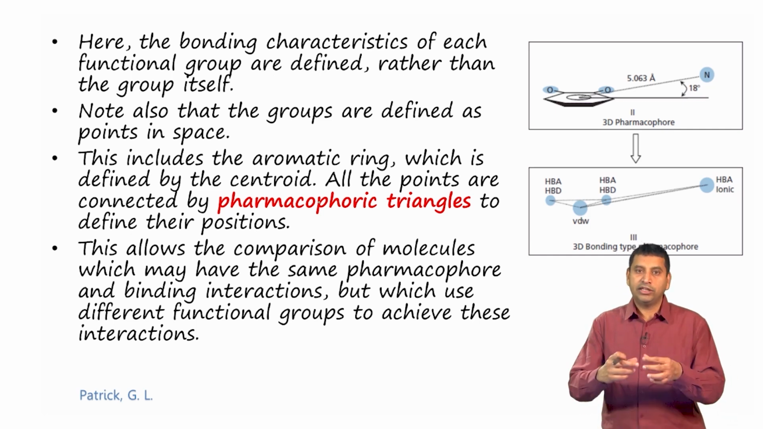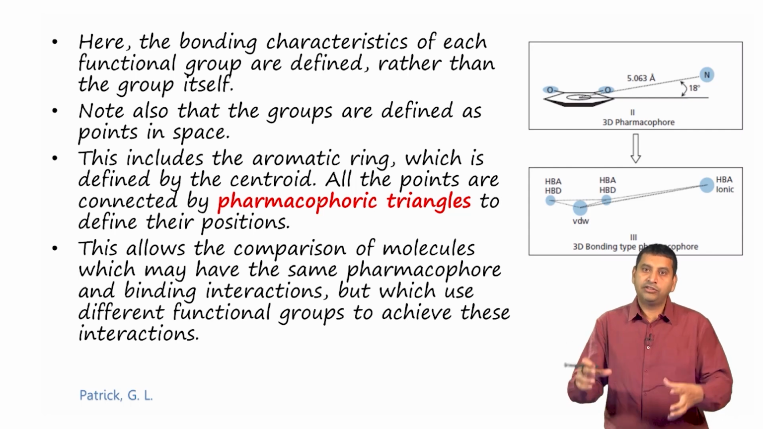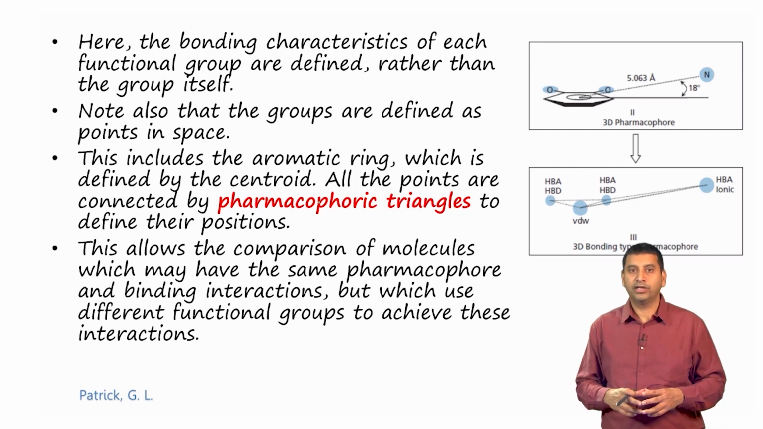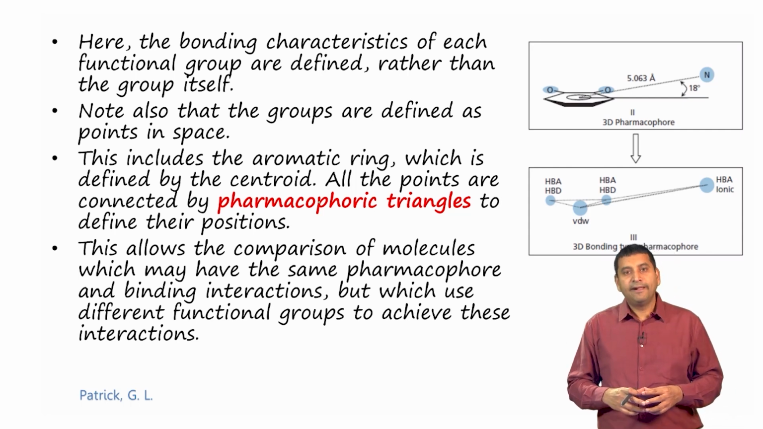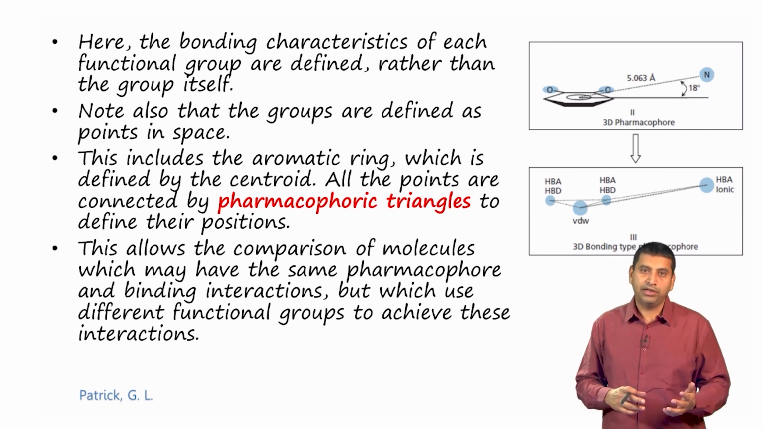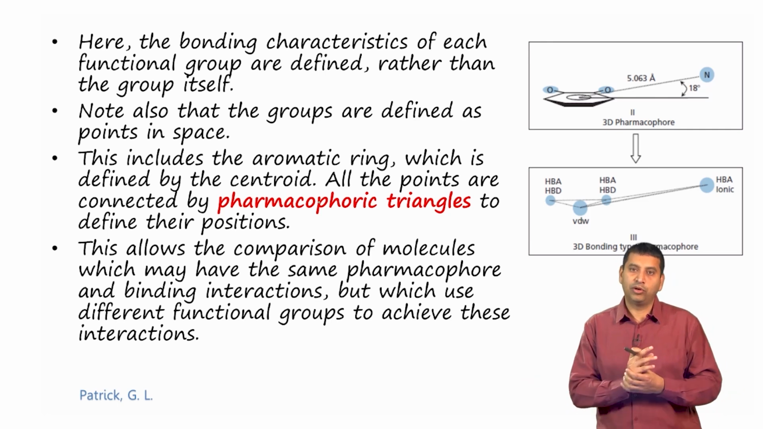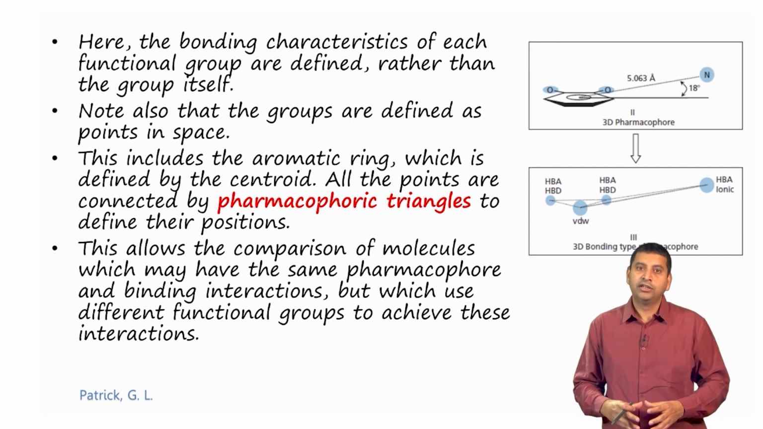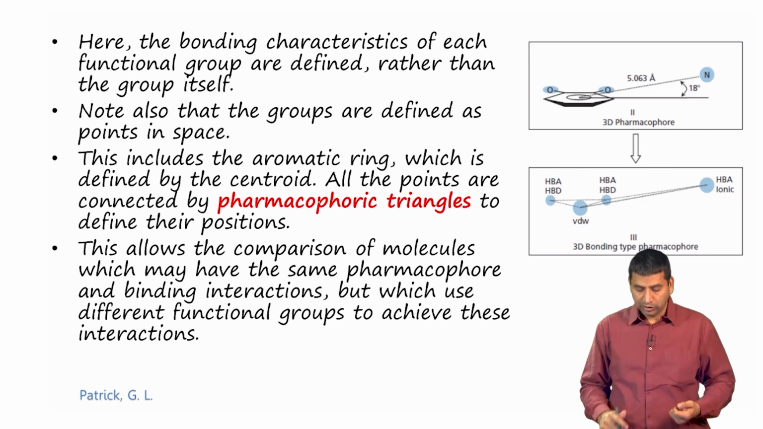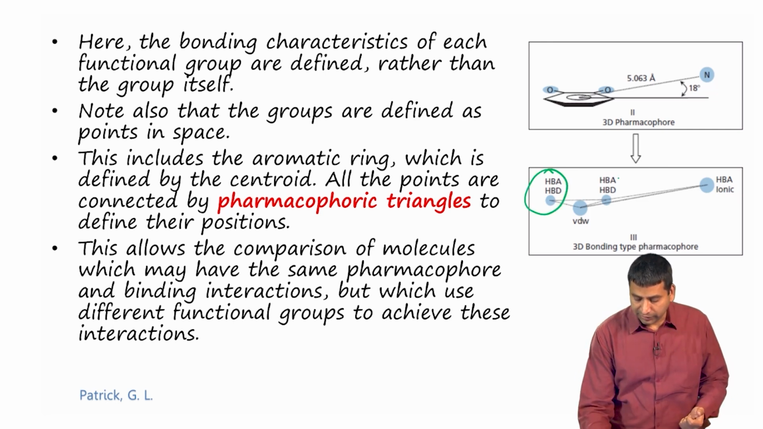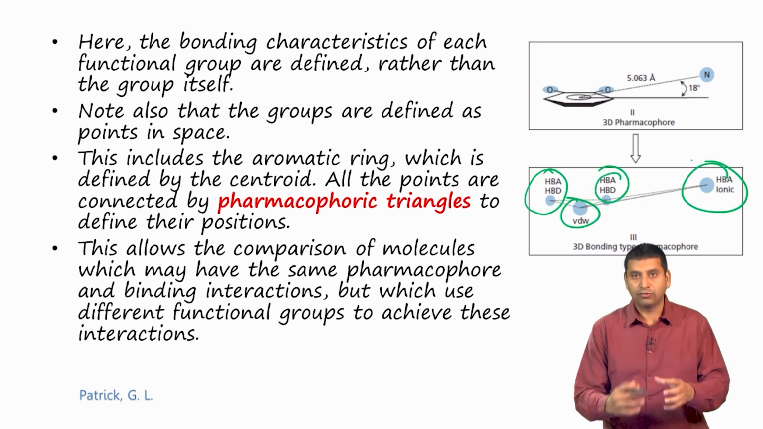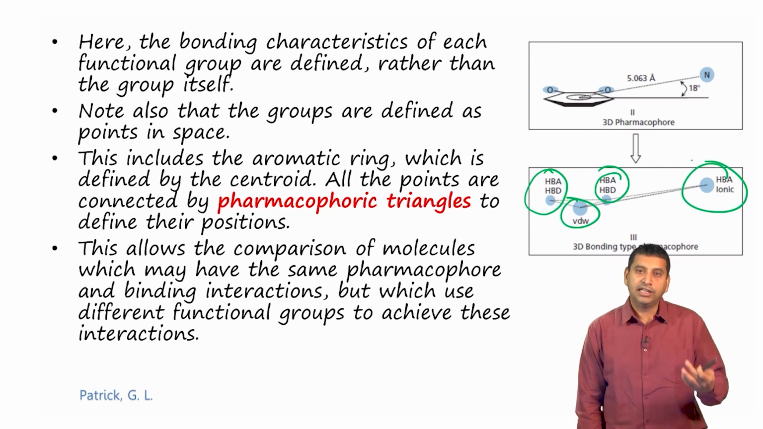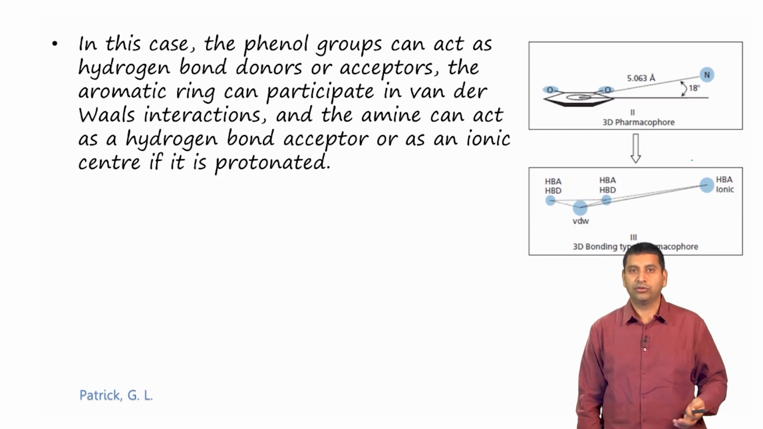And now one can start drawing triangles among these three groups, which are known as pharmacophoric triangles. And it allows us to compare across, let us say, a library of molecules. So, when we define these triangles the way we have done it, it is now possible to take another library of molecules and look for these specific interactions being present in this format. And then we will hypothesize that these are likely to be drug-like molecules.